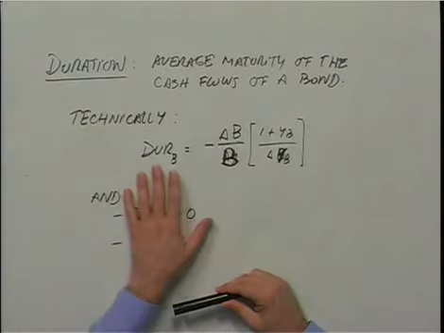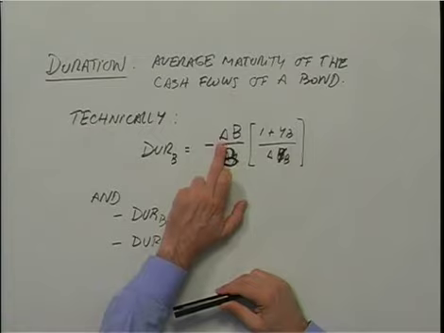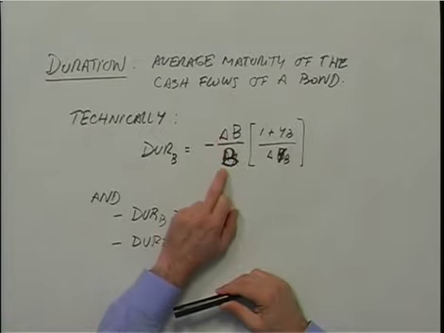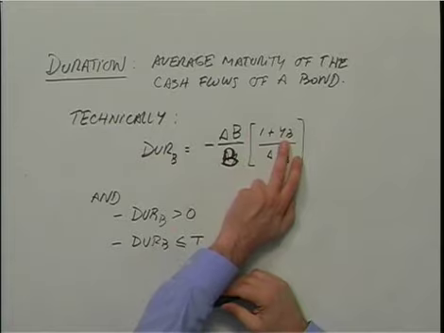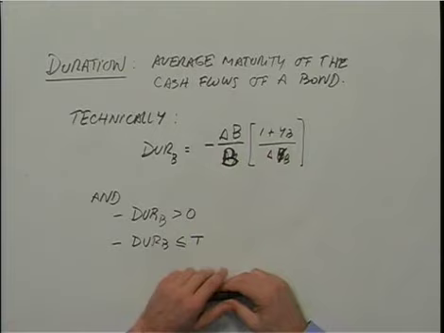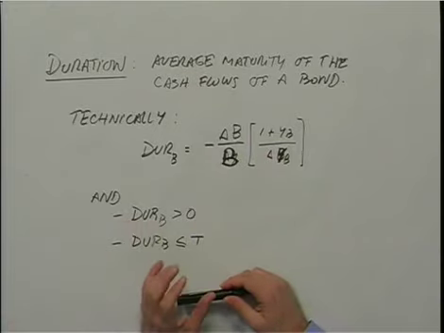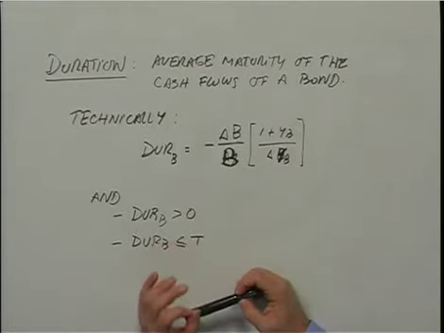Now, technically, duration is equal to the change in the bond price divided by the bond value, multiplied by 1 plus the yield of the bond, the yield to maturity of the bond, divided by the change in the yield of the bond. Now, there are 2 things that you have to remember about duration. One is that duration is a positive number, because it is the average maturity of the cash flows of the bond. So that is a positive number.